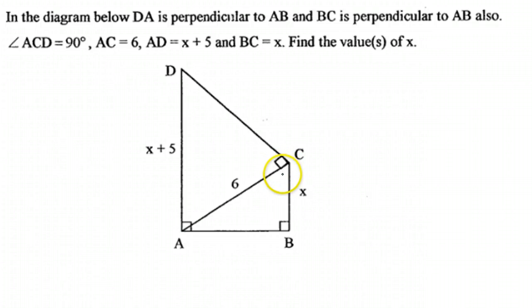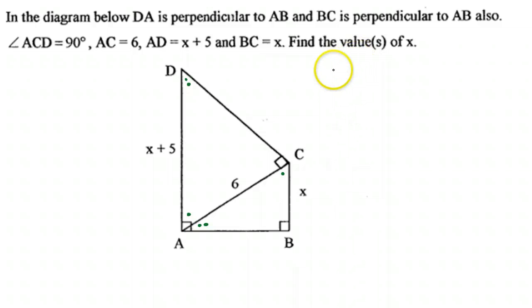So if we look here, we know that this angle here, angle BCA, we have a Z pattern here. It's going to be the same as angle CAD. And if angle B is 90 degrees here and angle ACD is 90 degrees and these two angles are the same, that means that angle CAB is the same as angle ADC. So what we see here is we have a similar triangle situation.